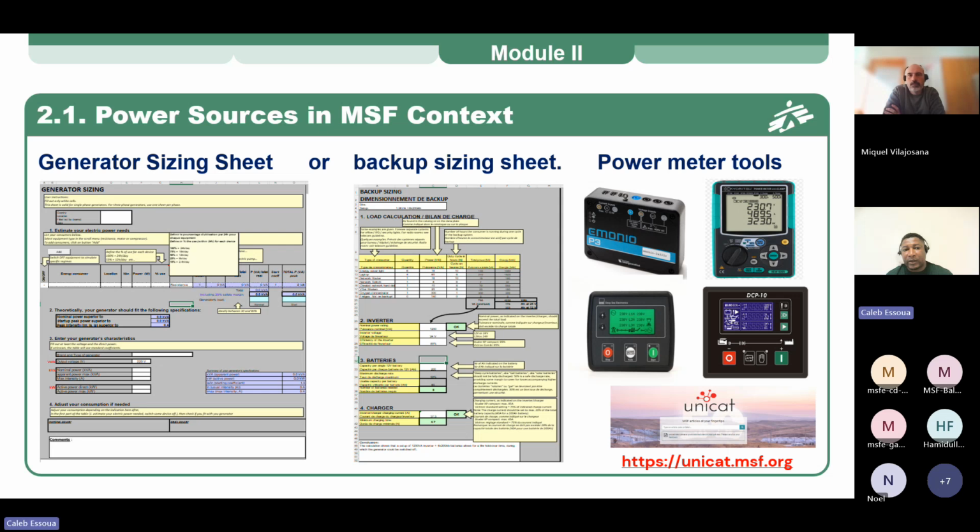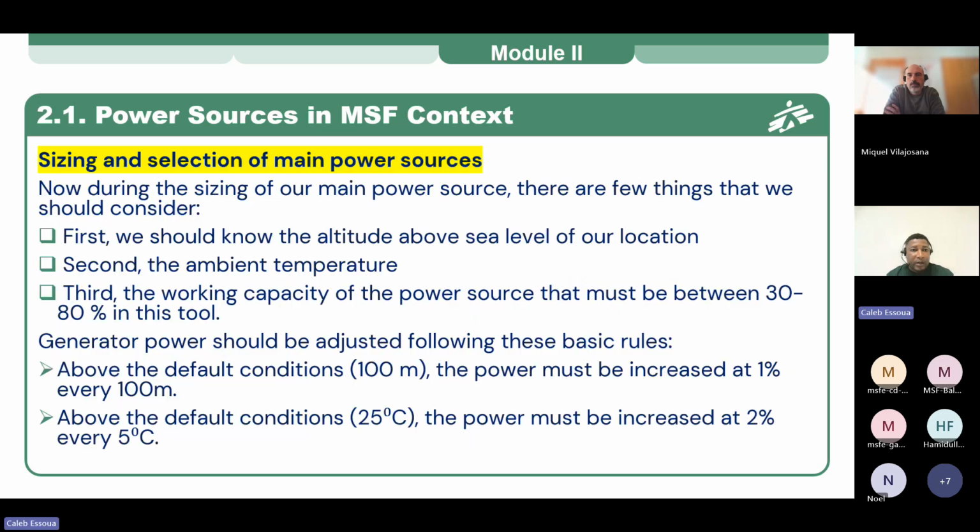This is a picture of the generator sizing sheet. In OCBA it is a little bit different, in OCP it is a little bit different, but still the same. And the other one is the backup sizing sheet that you can use. Sizing and selection of the main power source. In MSF, for the sizing, as I said, we use these two tools.